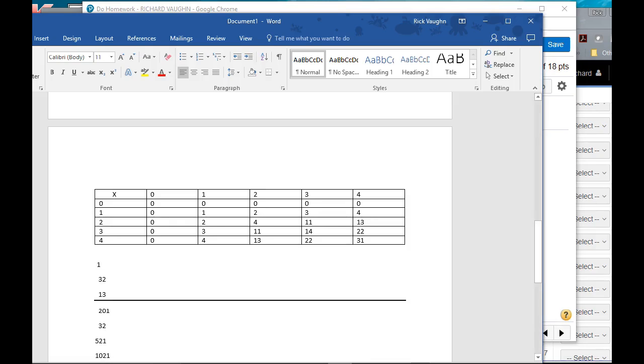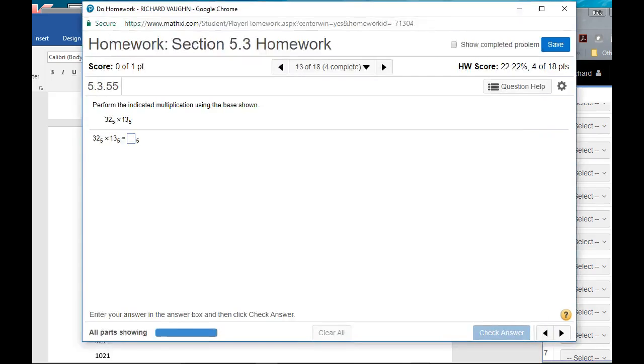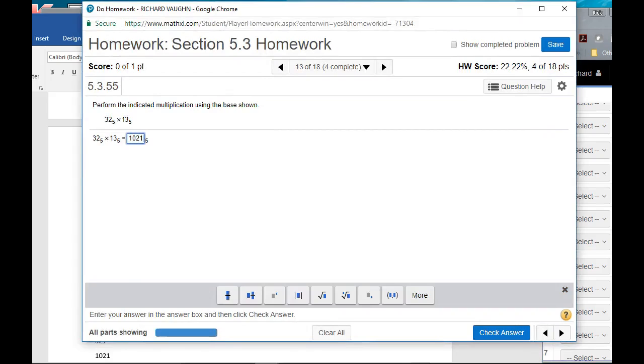So I hope you were able to kind of follow this, but the key was using the standard multiplication algorithm. But every time I add or multiply, I need to make sure I'm adding and multiplying using the base 5 operations instead of the base 10 operations. Let's go back and check to see that I got it right. 1, 0, 2, 1, base 5.